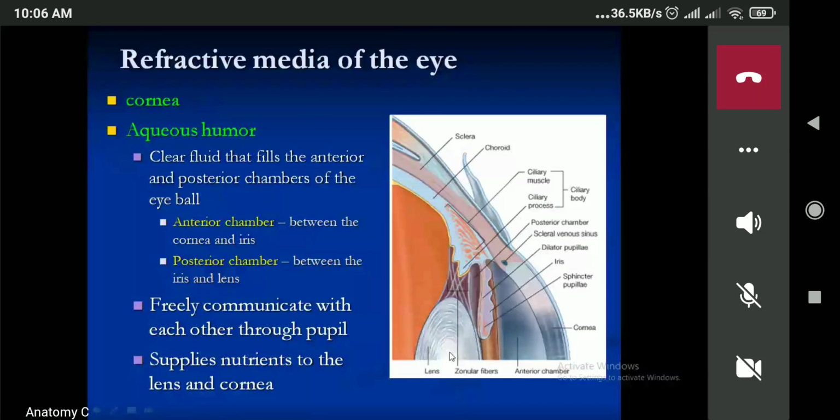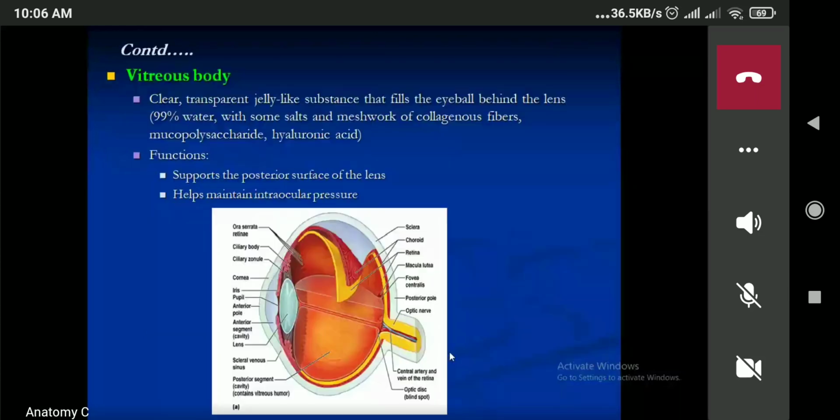The next one is the vitreous body. Now we have the vitreous body, which consists of the vitreous humor. The vitreous humor is the clear and transparent structure which fills the eyeball behind the lens. So behind the lens, the whole area is wholly filled with the vitreous body or the vitreous humor. In the vitreous humor, we have 99% water, and the other part is occupied by salt, collagen fiber, and hyaluronic acid. The function of the vitreous body is that it supports the posterior surface of the lens. It will also help in maintaining the intraocular pressure.